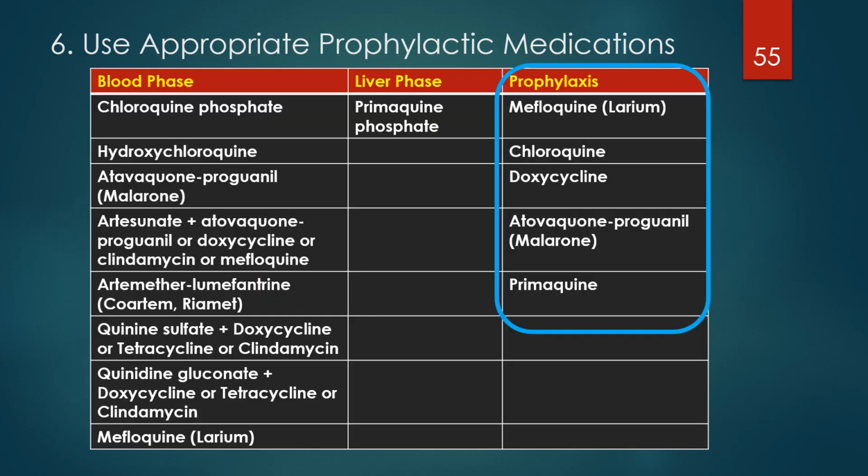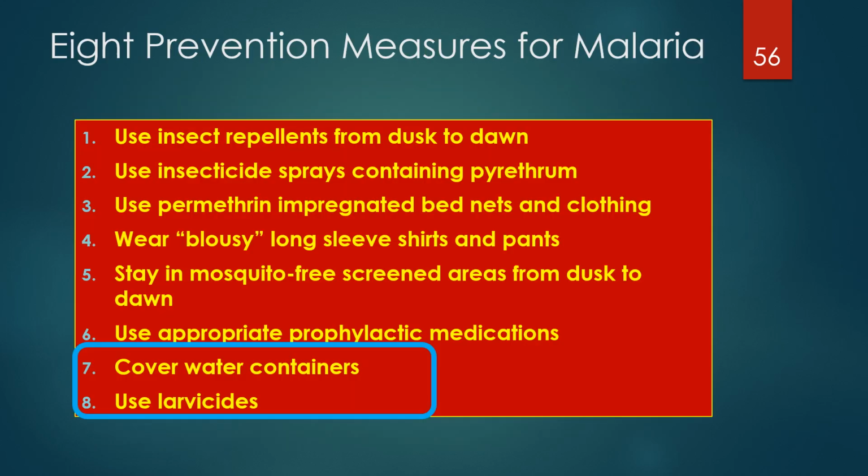Number 6 is use appropriate prophylactic medications based on anti-malarial resistance patterns in the endemic area and medication contraindications. Generally, if in a chloroquine-sensitive area, use chloroquine. Mefloquine and malarone, atovaquone proguanil, are some of the most common medications used for most malaria risk areas of the world. Number 7 is cover water containers to decrease breeding sites near houses.